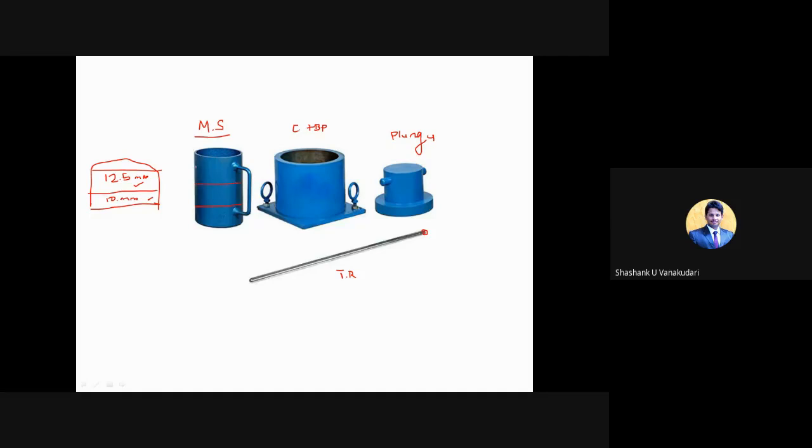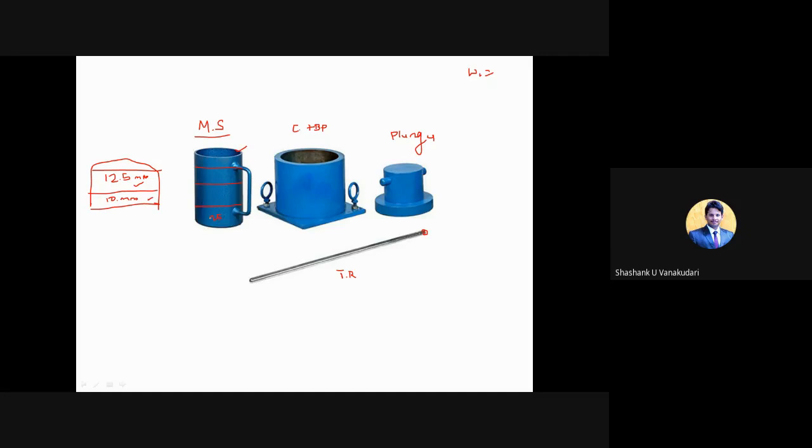So we need to fill in this measuring cylinder in 3 layers or in 4 layers. Each layer is stamped by 25 times. Clear? So before this we need to consider W1, that is the empty weight of the measuring cylinder. That one you need to note down.